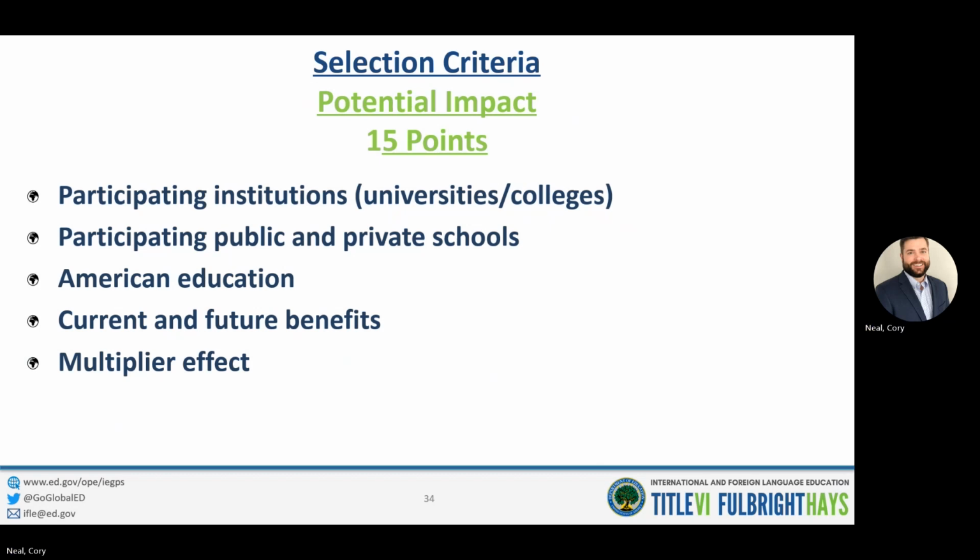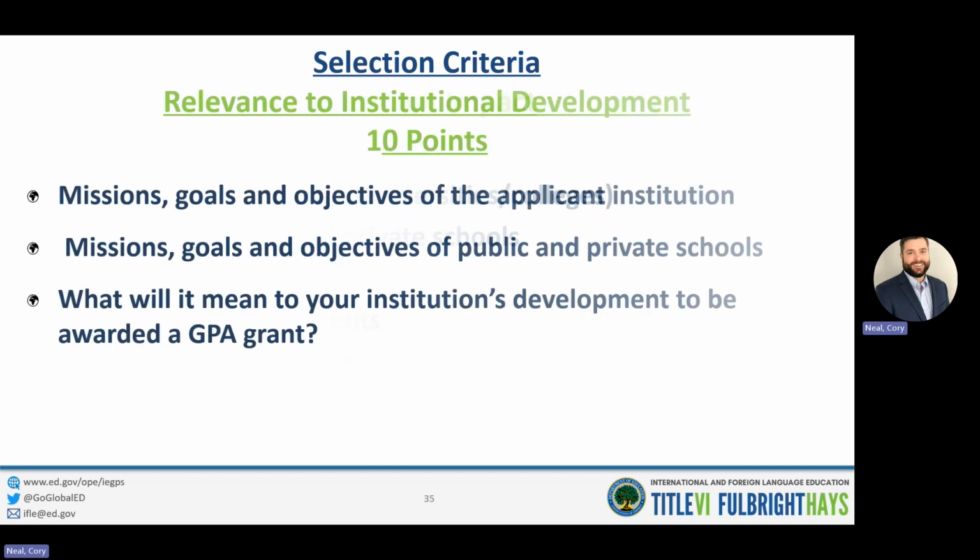Okay, relevance is next. Relevance to institutional development is worth 10 points. Here you should discuss the missions, goals, and objectives of the applicant institution, as well as what it would mean to have a GPA grant.